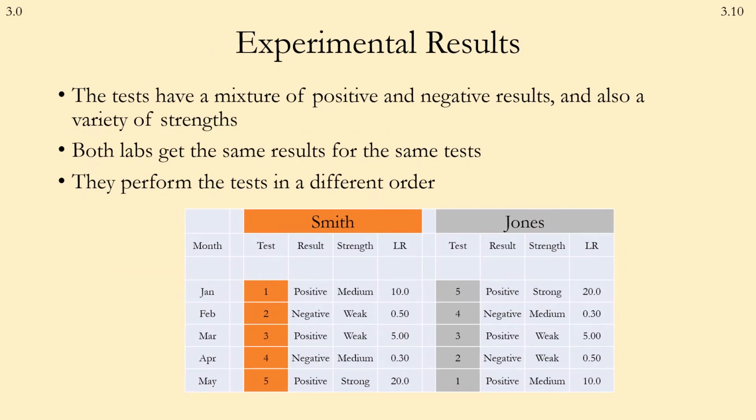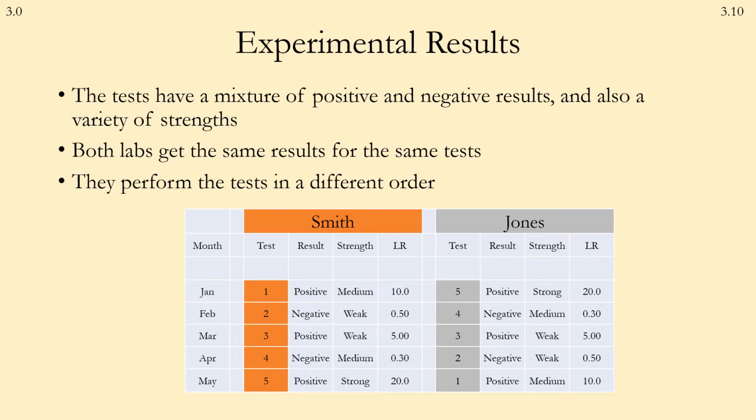So here are some tables. And we notice that the tests have a mix of positive and negative results, and also a variety of strengths. Some tests are stronger than others. In fact, we're even going to show you the likelihood ratios in the 2 columns called LR, and those numbers reflect the strength of the test. We're not going to go into any more detail now except to say that we use those numbers to get numerical results. And what's important here is that both labs get the same results from the same tests.